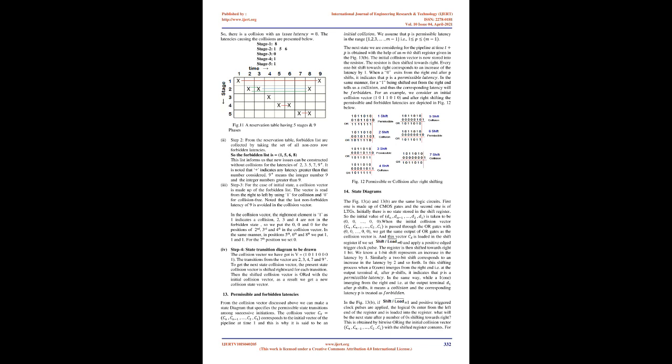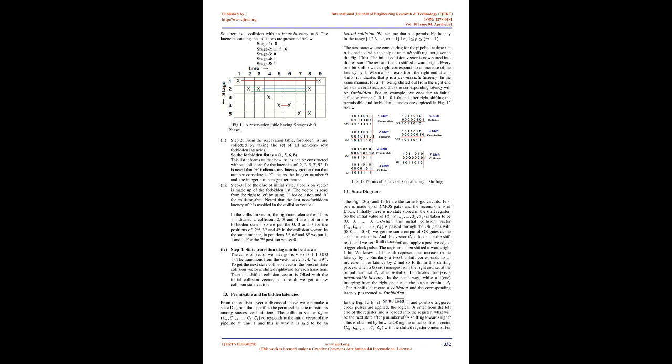1.3 Permissible and forbidden latencies. From the collision vector discussed above we can make a state diagram that specifies the permissible state transitions among successive initiations. The collision vector corresponds to the initial vector of the pipeline at time 1, and this is why it is said to be an initial state. We assume that p is a permissible latency in the range 1, 2, 3, up to n, i.e., 1 ≤ p ≤ n. The next state we are considering for the pipeline at time t plus p is obtained with the help of an m-bit shift register given in Fig. 13b.